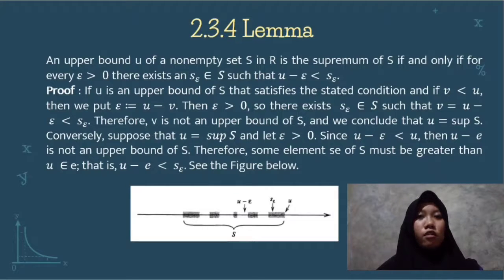Conversely, suppose that U equals the supremum of S and let epsilon be greater than 0. Since U minus epsilon is less than U, then U minus epsilon is not an upper bound of S. Therefore, some element s_epsilon of S must be greater than U minus epsilon. That is, U minus epsilon is less than s_epsilon.